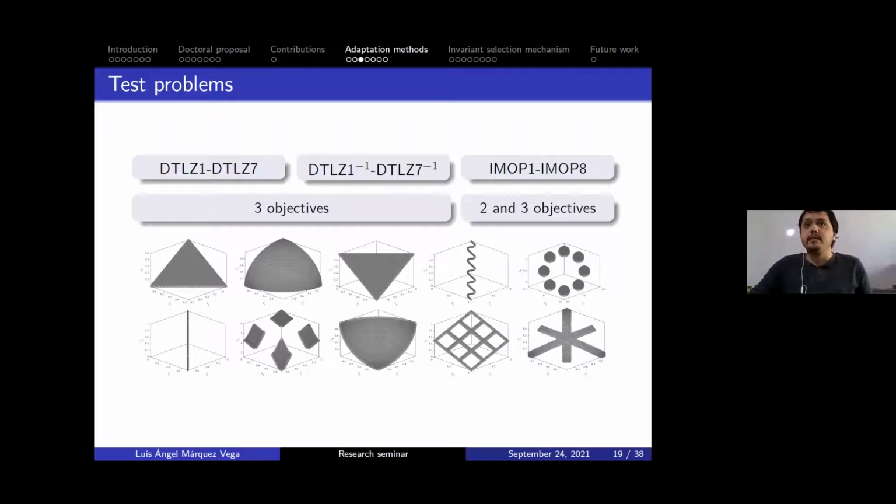For this study, we include 7 problems from the DTLZ test suite, and we also include the corresponding minus versions with 3 objectives. We also include all the problems from the IMOP test suite that include problems with 2 and 3 objectives. We can see the Pareto front shapes of some problems that are included in this study.